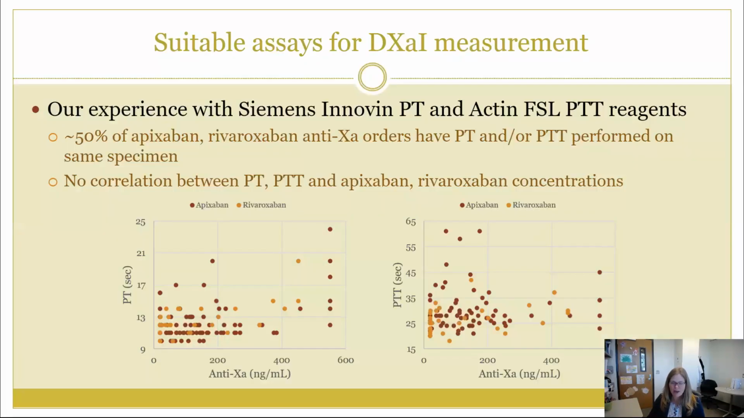And just to show you that, we do offer apixaban or rivaroxaban anti-10A testing here in my laboratory, and we'll talk about that in a second. And often those samples will also have a PT and a PTT performed on the same specimen. So I pulled, for both apixaban and rivaroxaban containing samples shown in red and orange here, the PT and the PTT when available as a function of the apixaban or rivaroxaban concentration measured by anti-10A. And you can see there's absolutely no correlation. So this corroborates the previous slide in that you really cannot be using the PT or the PTT to know anything about the presence or the quantity of apixaban or rivaroxaban in your sample.